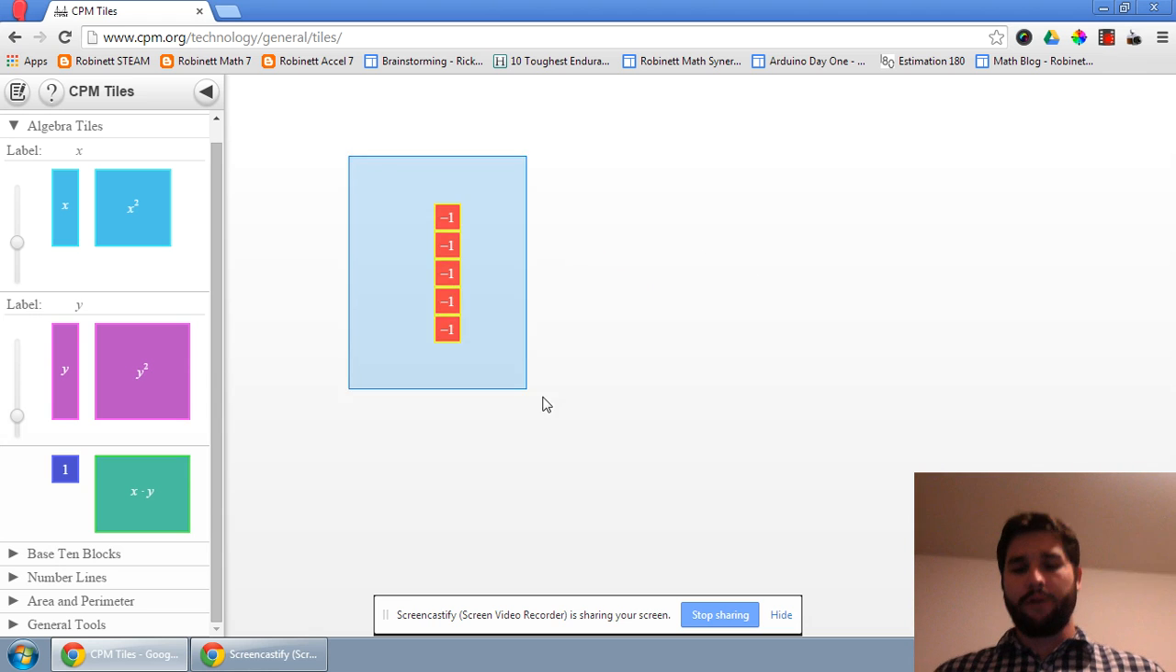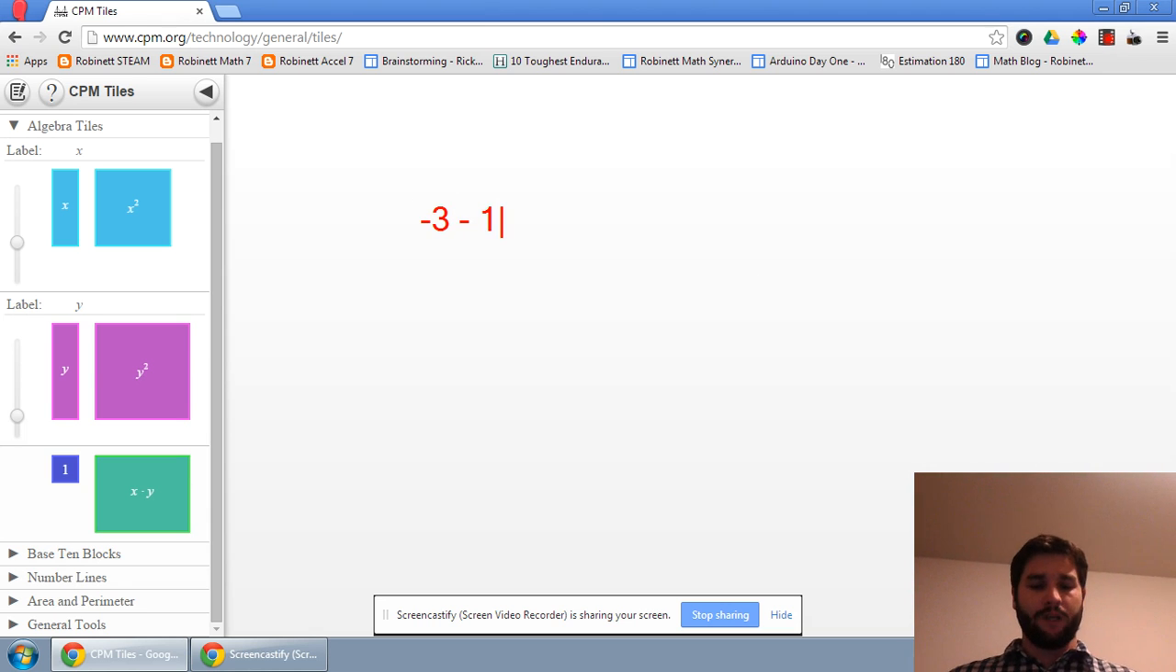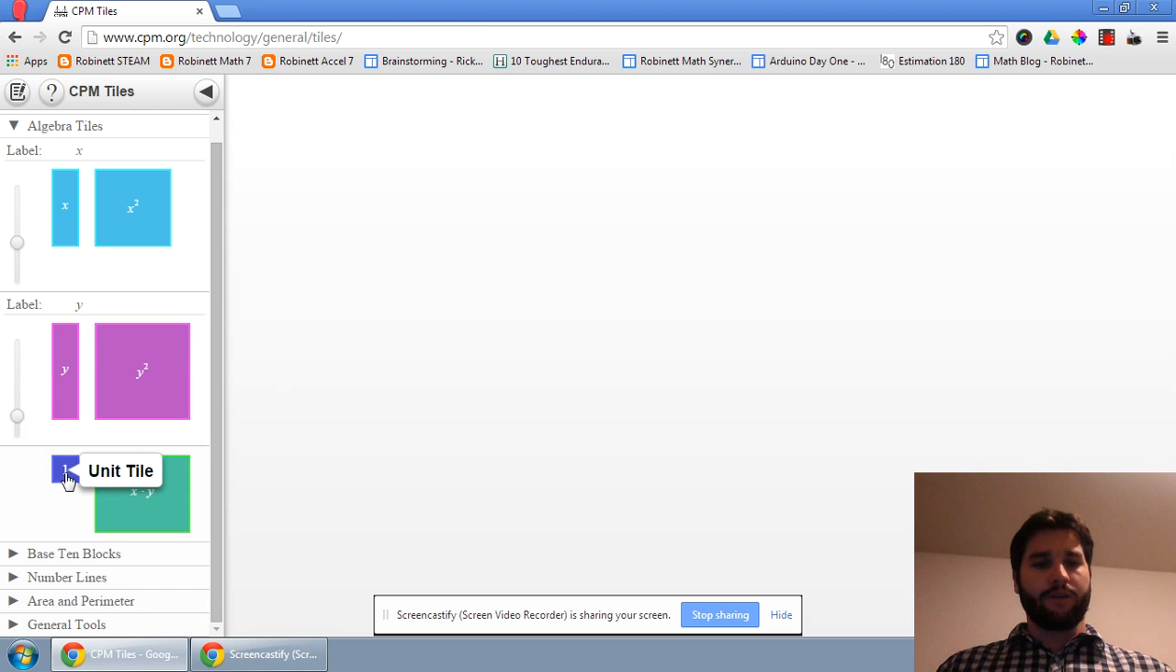Okay, so far it's been pretty easy. We've just been taking away tiles. But it gets a little bit more complicated when we get into a problem that looks like this. So let's do -3 minus 1. Okay, this says -3 take away positive 1. So we're going to start with -3, and then we are going to take away a positive 1. Let's see how we can do this. We will start with -3 tiles. And we need to take away a positive 1.